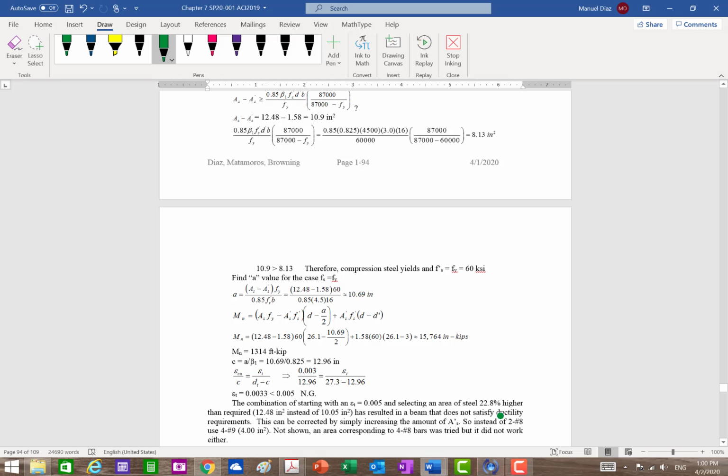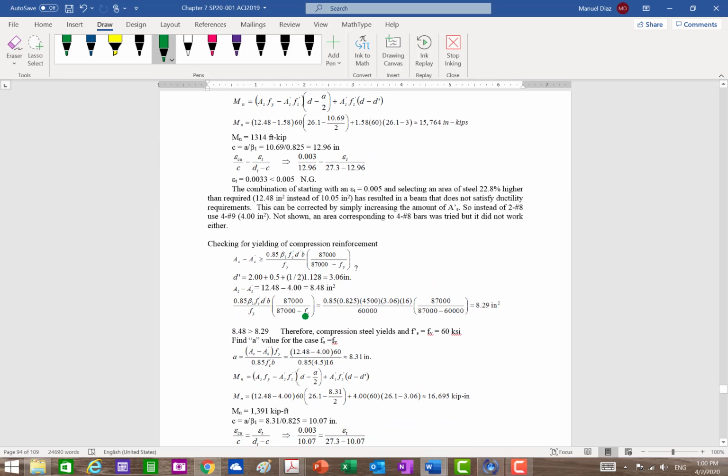We need more ductility. How do we get ductility? We add more compression reinforcement. So instead of 2 number 8s, we're going to do 4 number 9s. Now I did try 4 number 8s, but it didn't work. So now I changed my compression steel to 4 number 9. Notice how I followed the procedure, I found my difference, I found all that, but at the end it didn't work. So all I had to do to improve my ductility is add compression bars. That's a good concept.